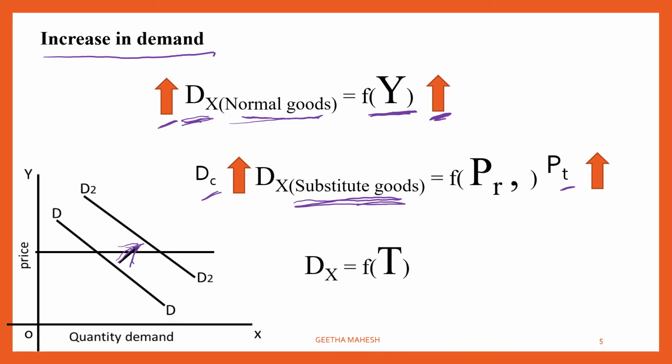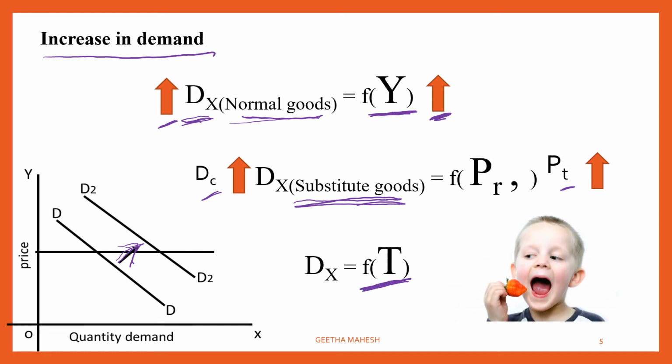Now, let us consider the taste and preference of the consumer. If the taste and preference of the consumer is in favor, then demand for X good increases. So, the demand curve will shift towards the right side. So, this we call increase in demand.